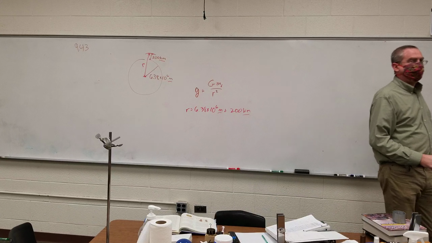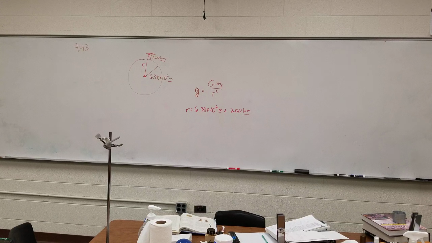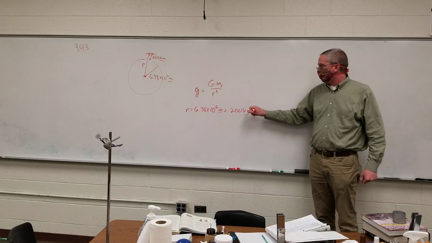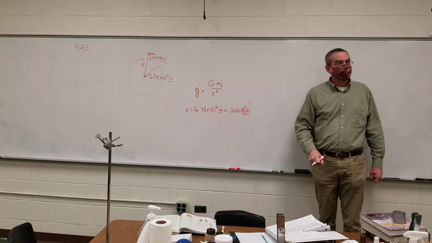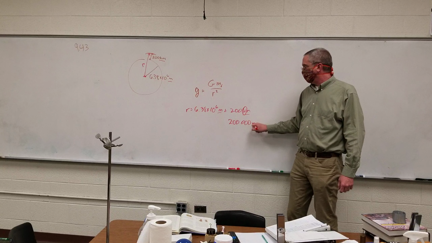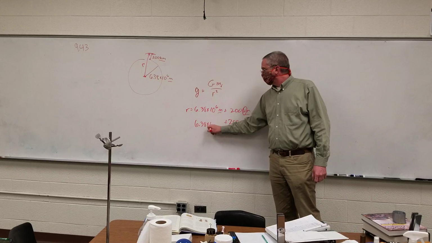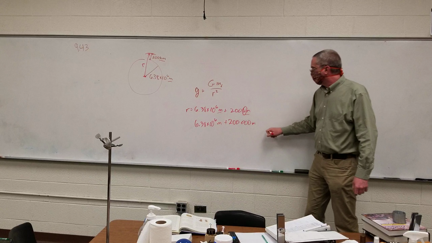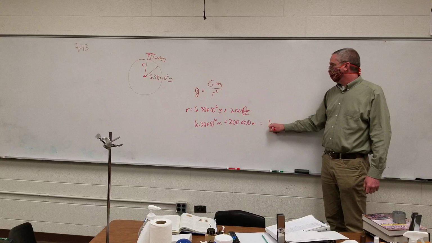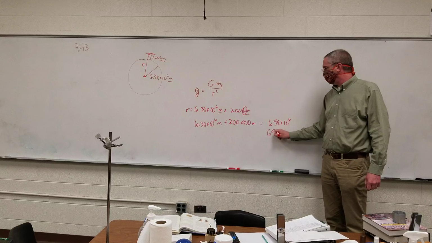Is that how you got it? Once we convert it, kilo means 1,000. So this is 200,000 meters. And you should end up with 6.58 times 10 to the 6th, or 6,580,000.